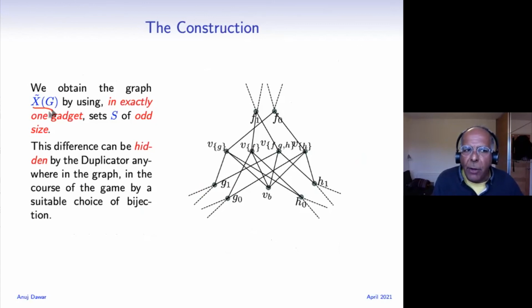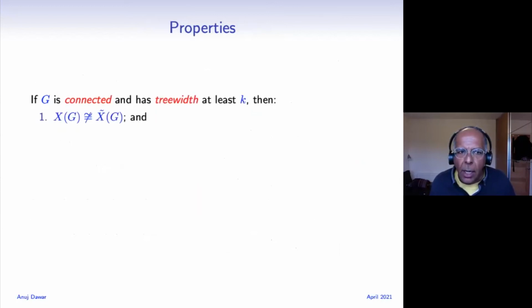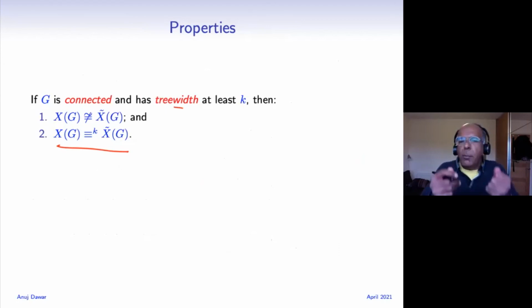I get a different graph, X tilde of G, by changing exactly one vertex: instead of the even size subsets, I take the odd size subsets. Then if the original graph has large tree width, I can show that these two things are K-equivalent. This is basically, you play the bijection game on these two graphs, which look very similar.